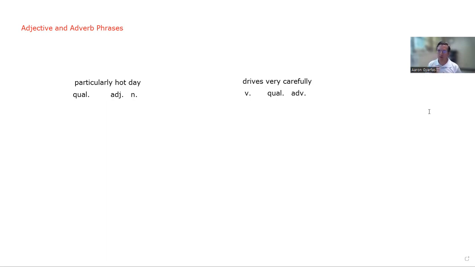Okay, so now that we have all of these, let's, again, we have an adjective. So we need an adjective phrase. We have an adverb. We need an adverb phrase. And there you have it. We put the qualifier together with its partner. And we have qualifier and adjective in the adjective phrase, qualifier and adverb in the adverb phrase.